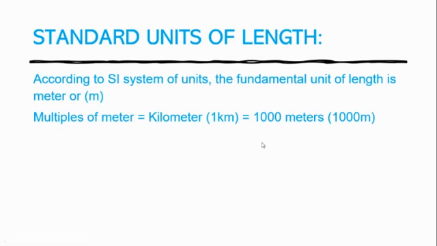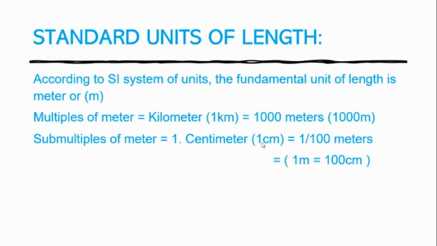The next part is submultiples. Some lengths are much smaller than a meter. For example, the length of a pencil is much smaller than a meter. Thus, it is inconvenient to express such lengths in meters. A pencil length is 0.15 meters or 3 by 20 meters. It is inconvenient. To express such lengths, a submultiple of meter is used. It is called the centimeter, or in short form cm.